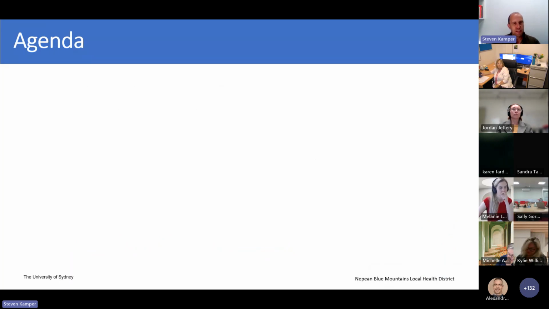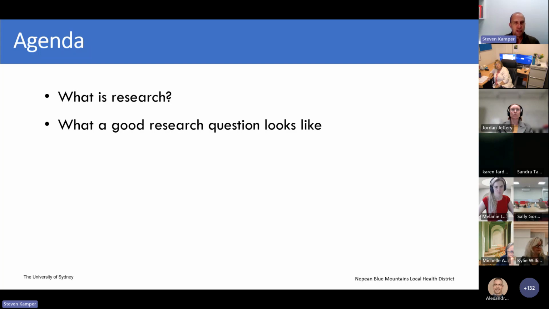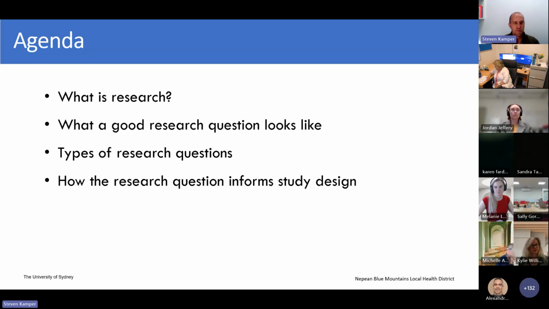So what are we going to run through today? I'm going to backtrack a little bit, just provide some of the underpinnings. So what is research? And then we're going to get into the guts of it. So what does a good research question look like? What are the different types of research questions? What's the link between a research question and design of a study? And then hopefully we've got some time at the end, assuming I don't bang on for too long.